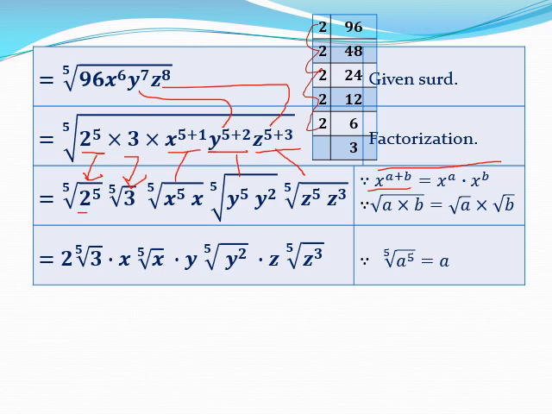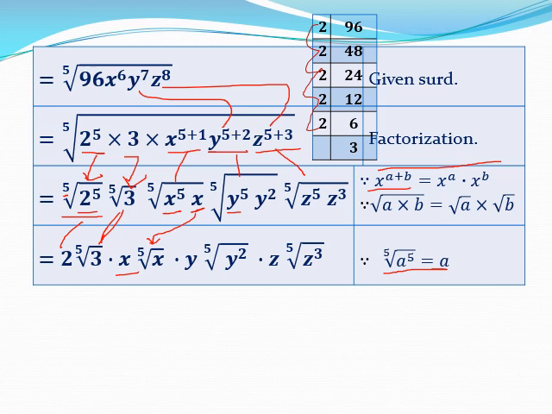So 2 raised to power 5, same power with same order, they are cancelled by each other, as fifth root of a raised to power 5 is equal to a. So this becomes only 2, and fifth root of 3 cannot be simplified, so we write it as it is. And x raised to power 5 with same order, we write it as only x, and x raised to power 1 cannot be simplified, so we write it as fifth root of x.